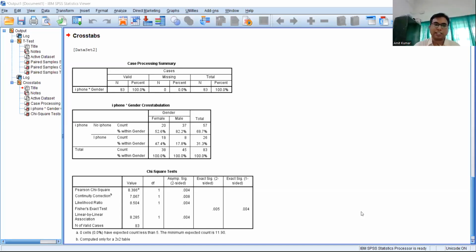Now you can see the result window. Again, Zoom is giving a lot of problems. I think earlier I have done the class in Zoom, but this type of problem was not there. I don't know why.